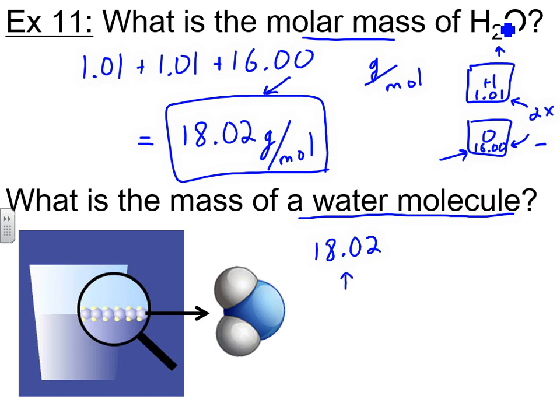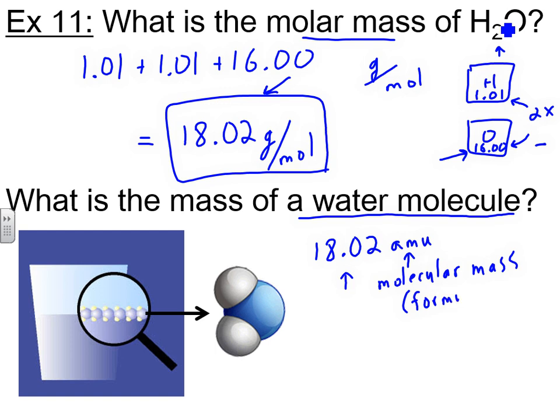This is actually called molecular mass. For an atom, it would be atomic mass. For a compound, it'll be molecular mass. This is sometimes also referred to as formula mass, so the mass of a formula.